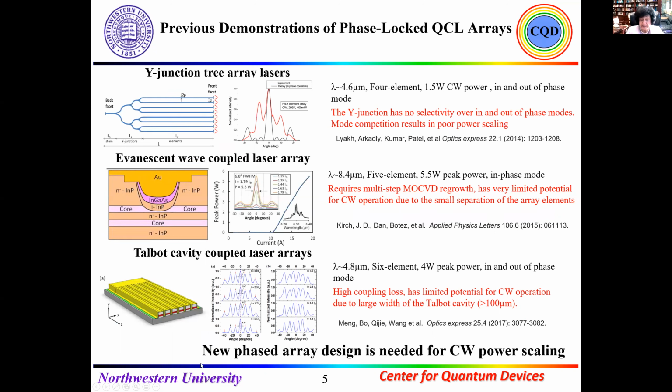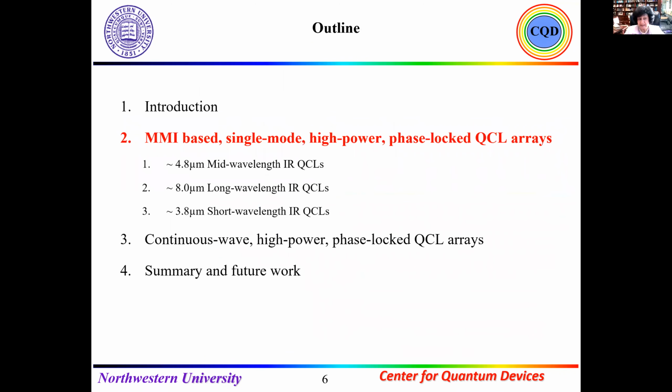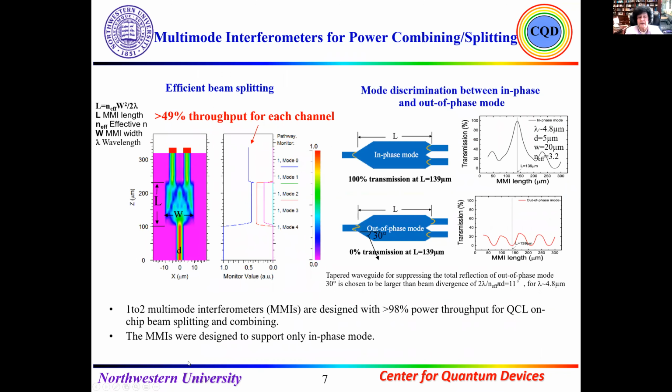So a new phase array design is needed for continuous wave power scaling. That is what we tried to come up with: MMI based single mode, high power, phase locked quantum cascade laser arrays, which I am going to show you now. What we did was to use a multimode interferometer for power combining and splitting.